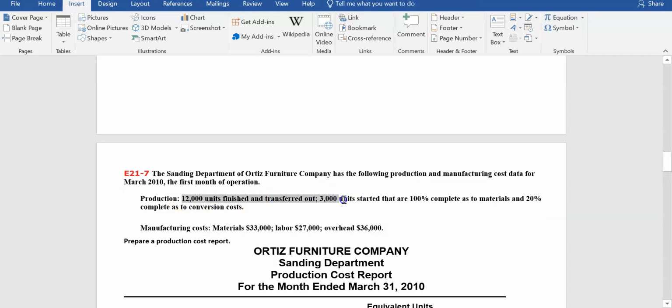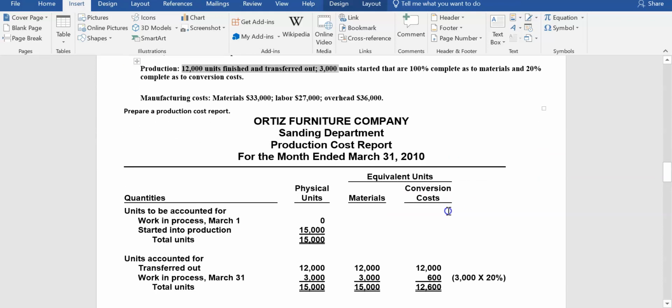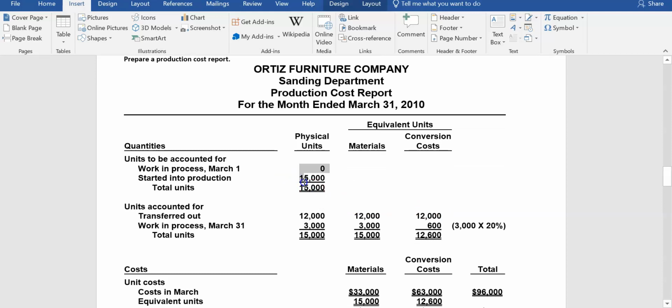How do I know there's 15,000 units? Because if they had 12,000 units that they completed and transferred out, and 3,000 were still being worked on at the end of the month, they must have started 15,000 units during the period. So they have a total of 15,000 units that were in process. Of those 15,000 units, let's account for them.